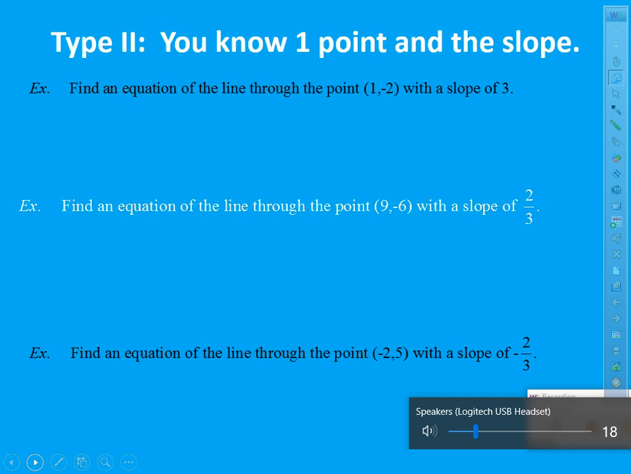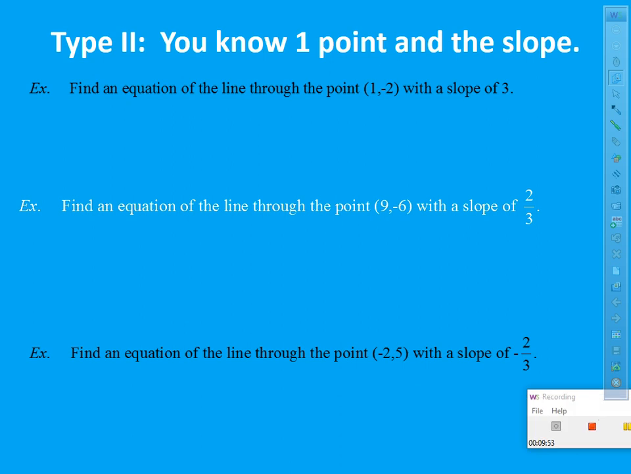Okay, my type 2 is, you know, the slope and 1 point. Like I said, guys, I'll show you 2 ways on this. You pick your own poison. I don't care which way you go. Find an equation of the line through the point 1, -2 with the slope of 3. Here's how you were probably taught in Advanced Algebra 2. You were probably taught to use the point-slope formula, which says y minus y sub 1 equal m times x minus x sub 1.